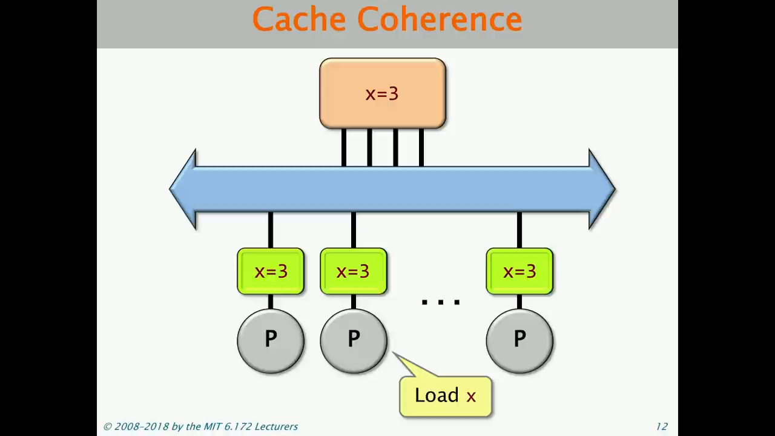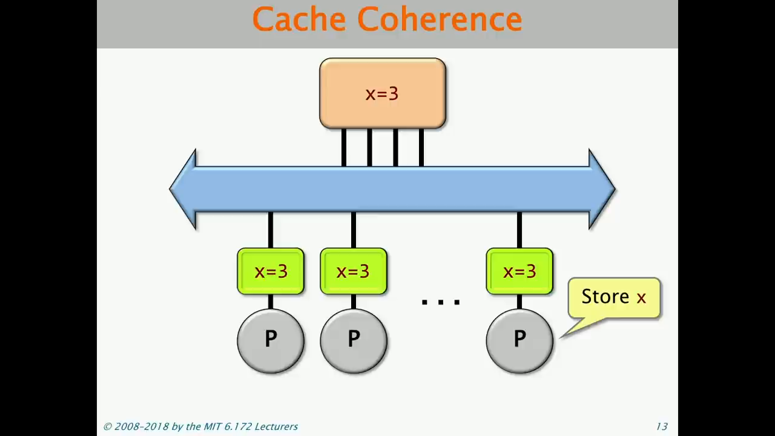Okay, so the second processor now loads X again, and it's in cache, so it doesn't have to go to main memory or anybody else's cache. So what happens now if we want to store X, if we want to set the value of X to something else? Let's say this processor wants to set X equal to 5. So it's going to write X equals 5 and store that result in its own cache. So that's all well and good.